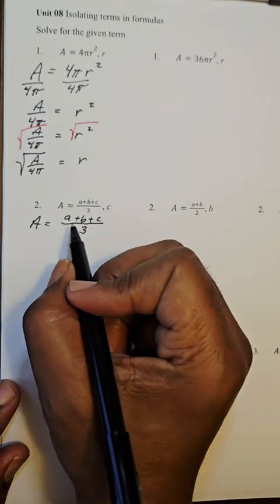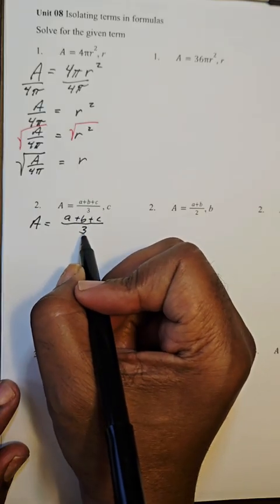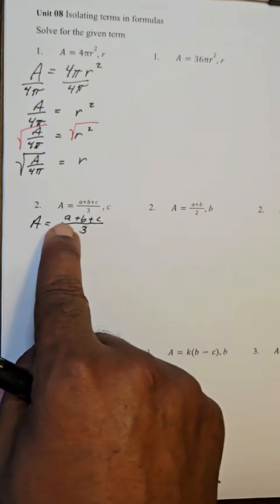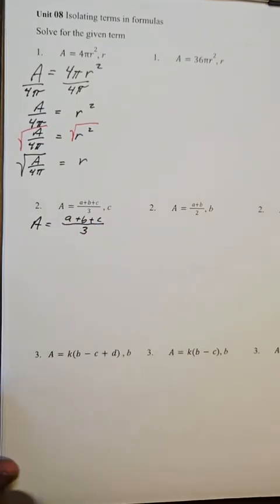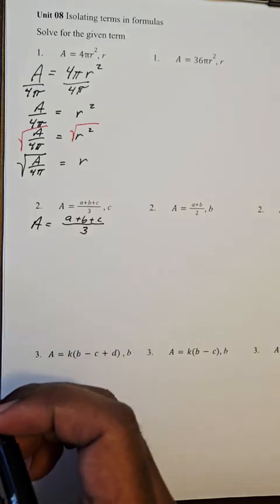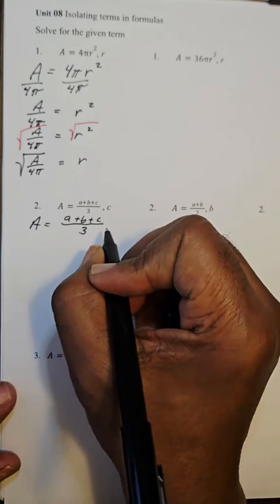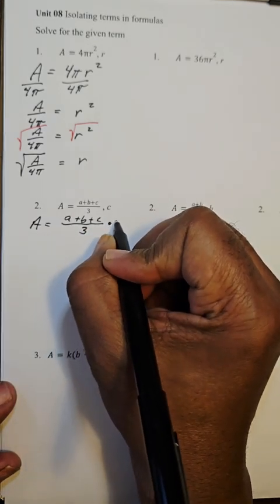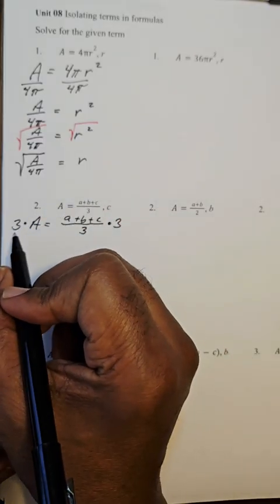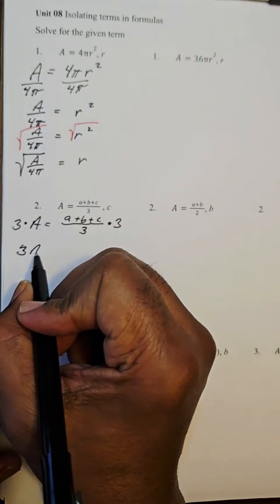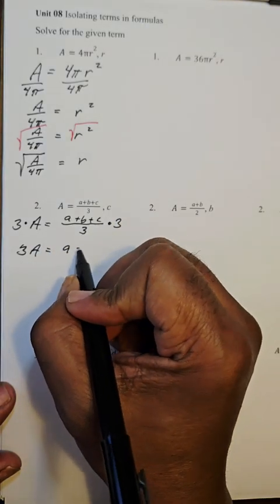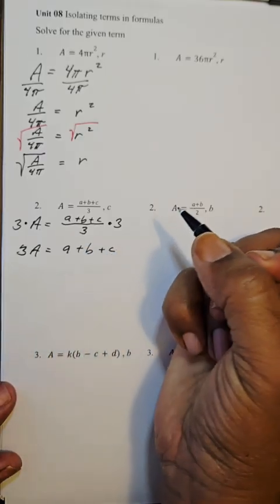Now what we have is several things. We have adding a, adding b, adding c, and a dividing 3. We want to get rid of the dividing 3 first because this bar right here is dividing everything. The way we get rid of a dividing 3 is by using a multiplying 3. So I'm going to put a multiplying 3 over here, and let's put a multiplying 3 over there. Now, 3 times A is written as 3A. But multiplying 3 and dividing 3 cancel, leaving you with a plus b plus c.